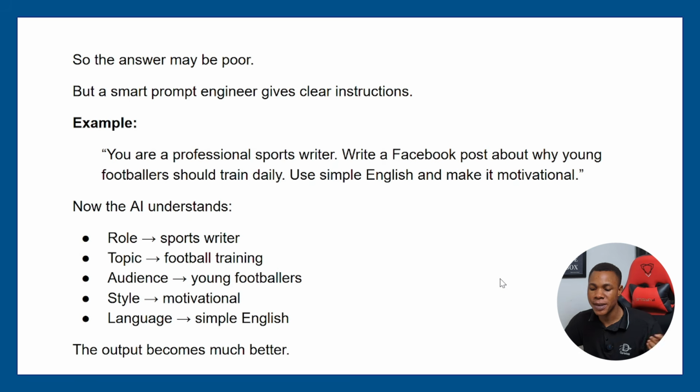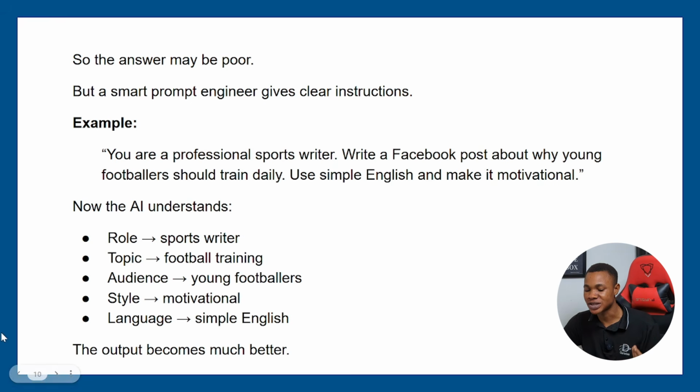All right, so the answer may be poor because the prompt is weak. But a smart prompt engineer gives clear instruction. You are a professional sports writer. Write a Facebook post about why young footballers should train daily. Use simple English and make it motivational. You can see that this is now direct. The 4 main parts of a prompt are integrated here, and I'm going to disintegrate it as we continue and show you how everything looks.